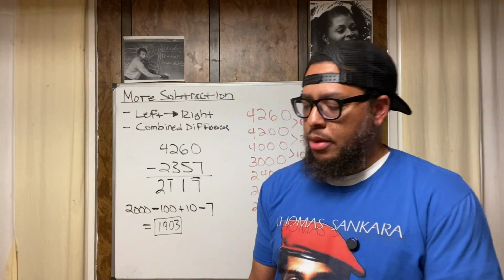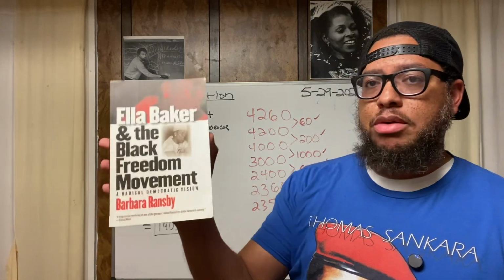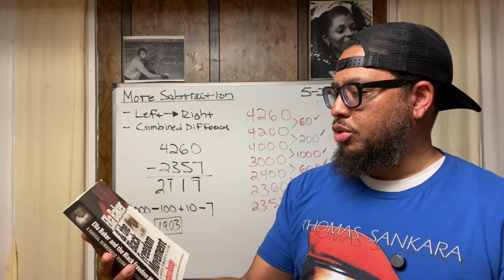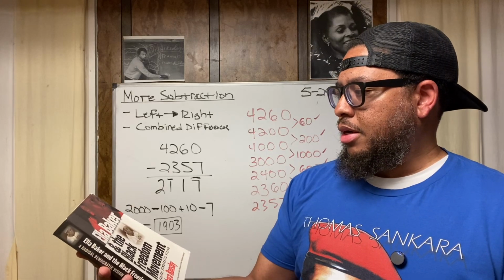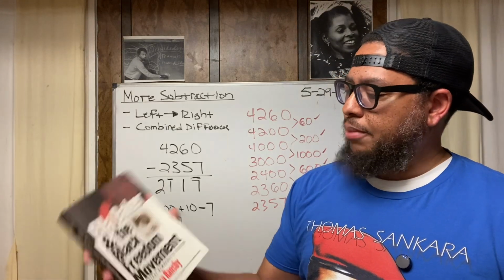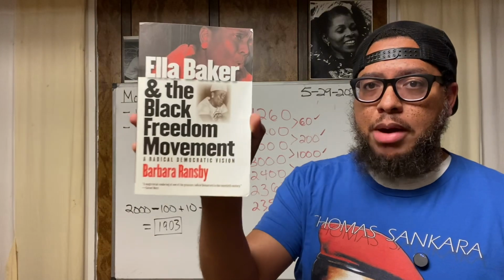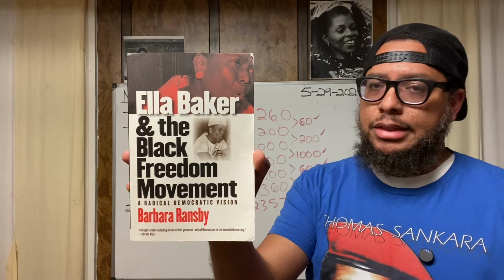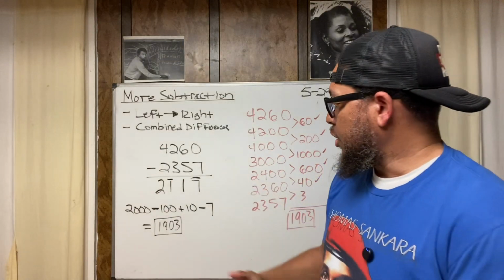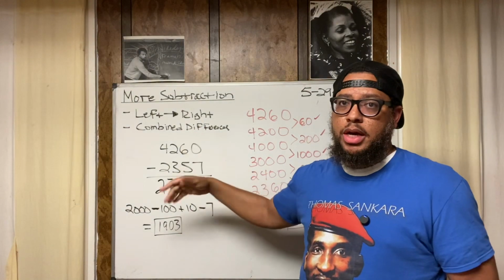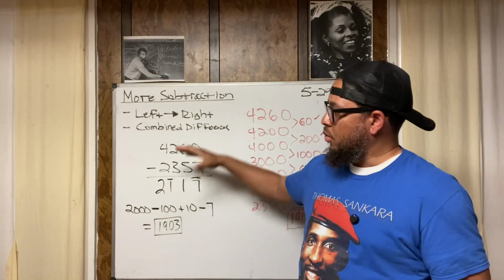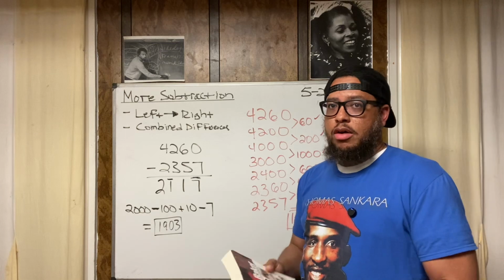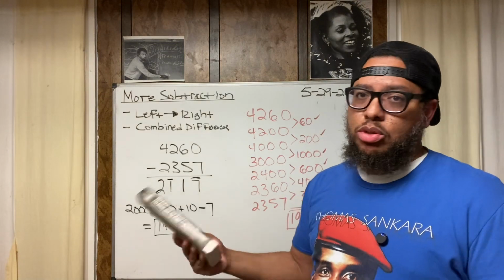So this is a book about her. This is a biography entitled Ella Baker and the Black Freedom Movement, A Radical Democratic Vision. I'm not too sure if I would characterize it that way, but at any rate, it is what it is. Written by Barbara Ransby. All right. So if you're interested in more information on Ella Baker, this is a source of some information. But she was born in 1903. So this is also a way, through the hystematics approach, where we create math problems intentionally with the goal of ending up with a number that has some historical significance.